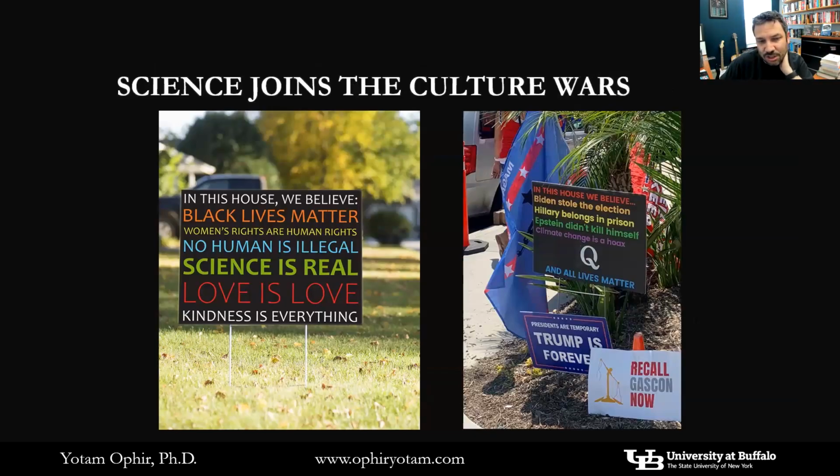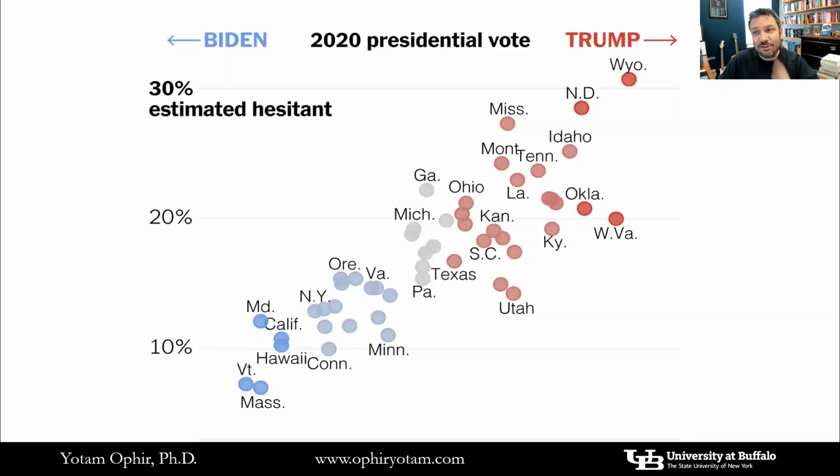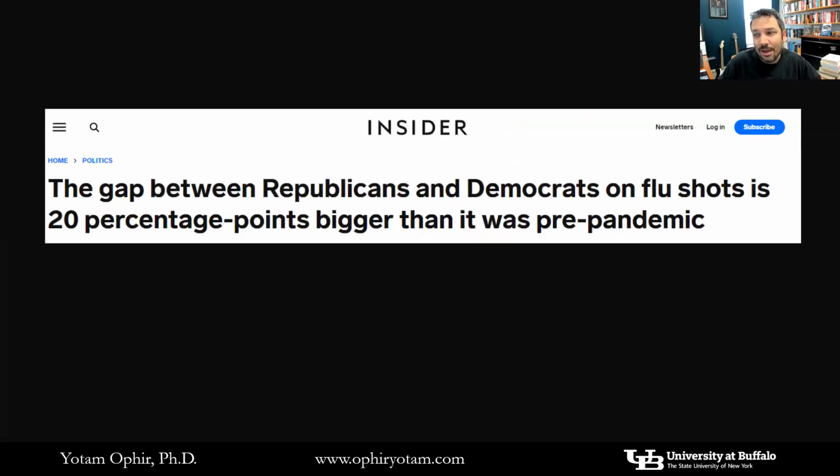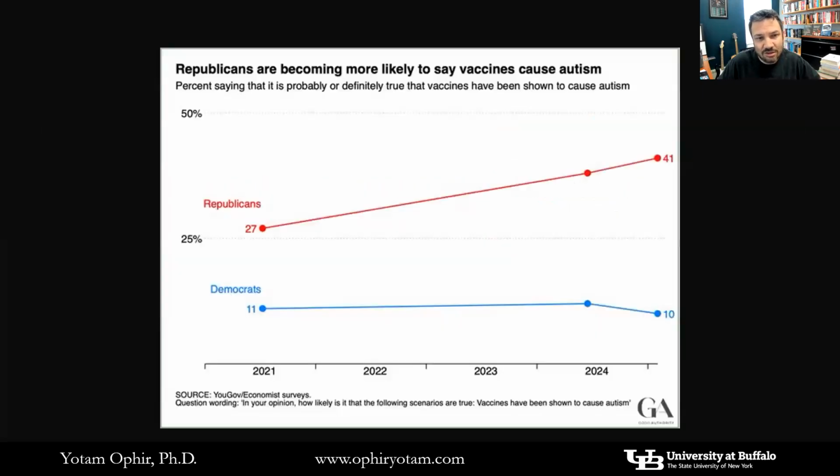Republicans now have this version. In this house, we believe that Biden stole the election, Hillary belongs in prison, Epstein didn't kill himself, climate change is a hoax, again, science, Q, and all lives matter. The result is not just identity signaling, it's also behavior, with Republicans and conservatives refusing to vaccinate during COVID, refusing to vaccinate since COVID, so this is for the flu, and there is a massive increase now in the number of Republicans who believe that vaccines cause autism, again, against all scientific evidence.